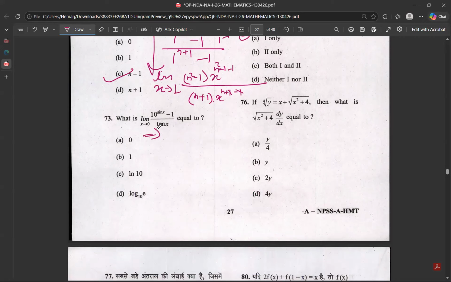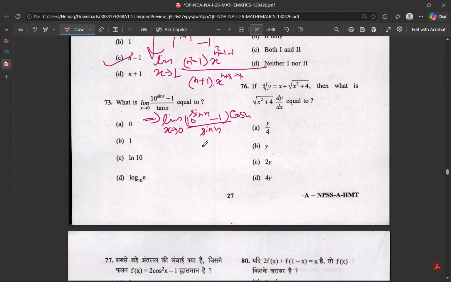Limit x tending to 0, (10 to the power sin x minus 1) divided by 10x. One way to solve this question is simply you can do the derivative of numerator and denominator. But there's another way. We can also write this tan x as sin x divided by cos x, because from this way, I will be able to deliver some other concepts as well. It is (10 to the power sin x minus 1) divided by 10x is nothing but sin x divided by cos x. So cos x will come in numerator.